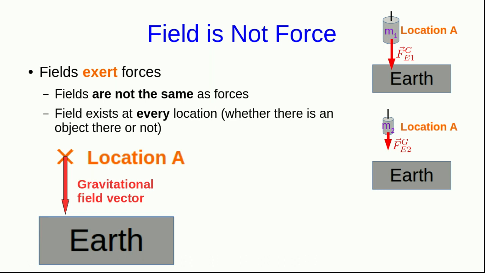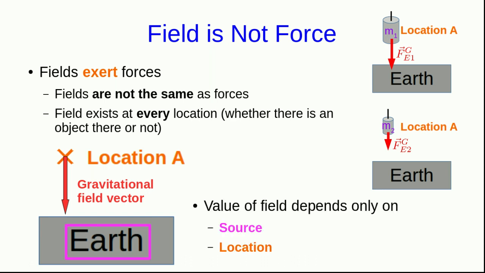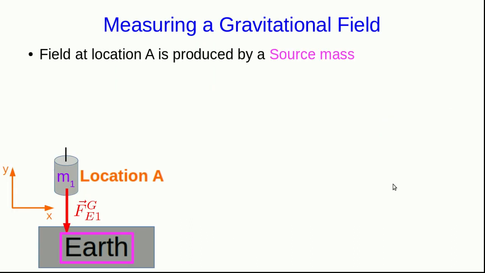However, we believe that there is a gravitational field vector at the location A. Well, in fact, there's a gravitational field vector at every location, but at the moment we're interested in its value at location A. The fact that the forces on m1 and m2 are different does not mean that the field is different depending on which mass we use to measure the field. The field has to be a property only of the Earth and of the location where we measure its field. So the value of an interaction field in general depends only on the source of the interaction field, which in this case is the Earth, and the location where we're measuring it. It never depends on what we use to measure it.